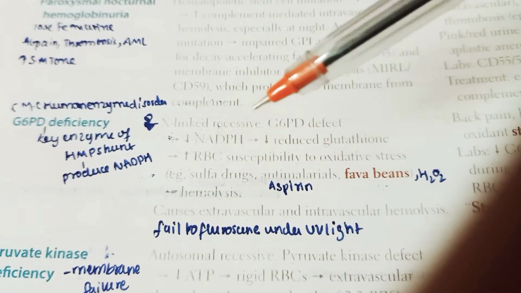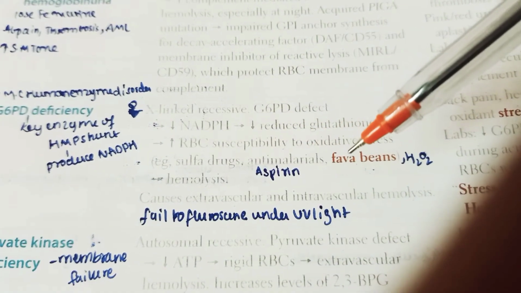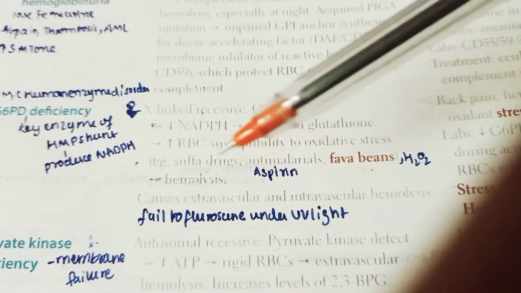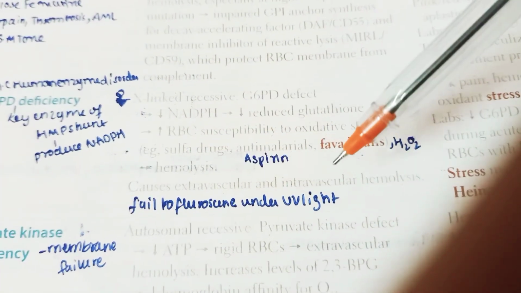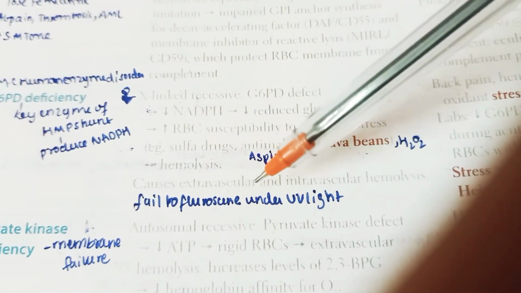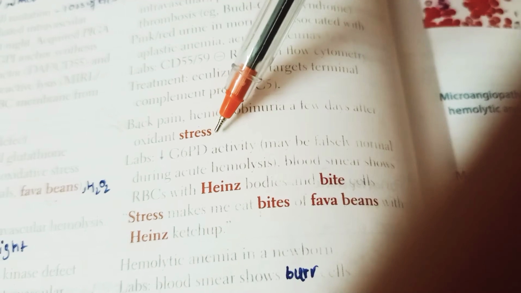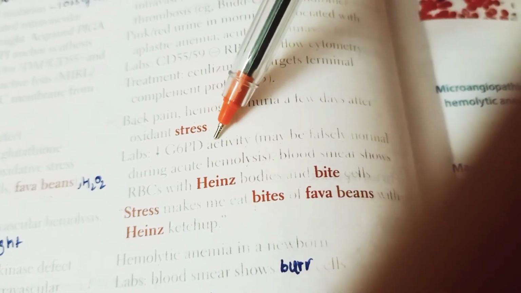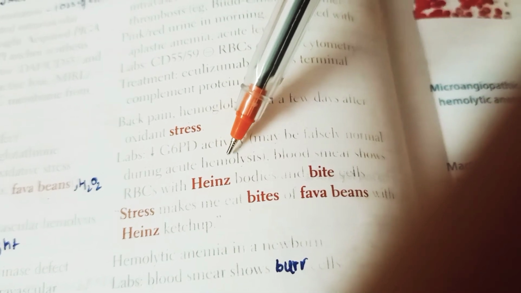So here there is more chance that the RBC gets destroyed, especially if you use sulfa drugs, antimalarials, fava beans. All of this will lead to hemolysis, even aspirin. So this causes extravascular and intravascular hemolysis, both kinds you can see. Fail to fluoresce under UV light. Okay, and there is an association with back pain, hemoglobinuria a few days after oxidant stress. Decreased G6PD activity may be falsely normal during acute hemolysis.